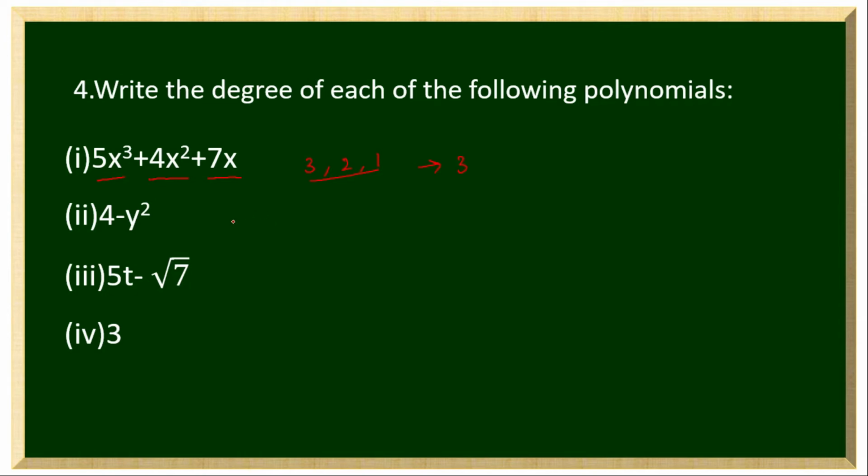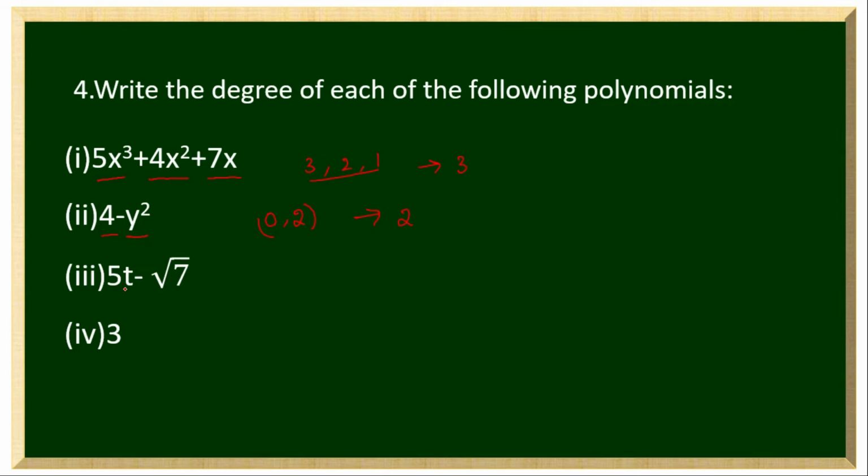Whereas in the second question we have two terms. 4 is one term and y square is another term. What is the degree of any constant? 0. What is the degree of second term here? What is the power of y? 2. So degree of second term is 2. Now what is the highest degree in 0 and 2? 2 is the highest degree. So the degree of this polynomial is 2.